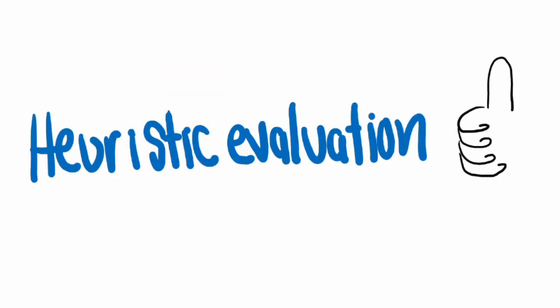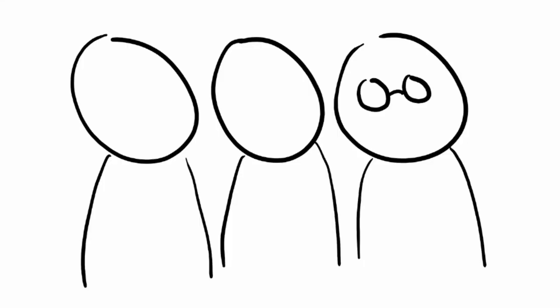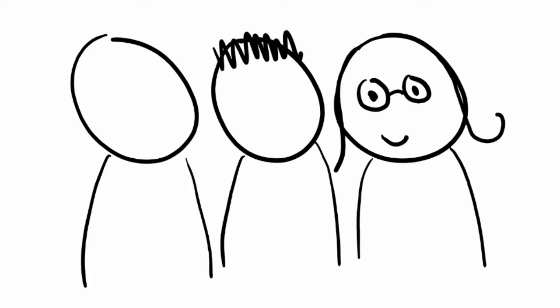Number 1, Heuristic Evaluation. So, what is it? Well, it's a research method in which evaluators test the usability of a product, like a website or an app, against a set of recognized usability principles, and these are otherwise known as rules of thumb. And as a result, evaluators can identify usability problems and provide possible solutions.